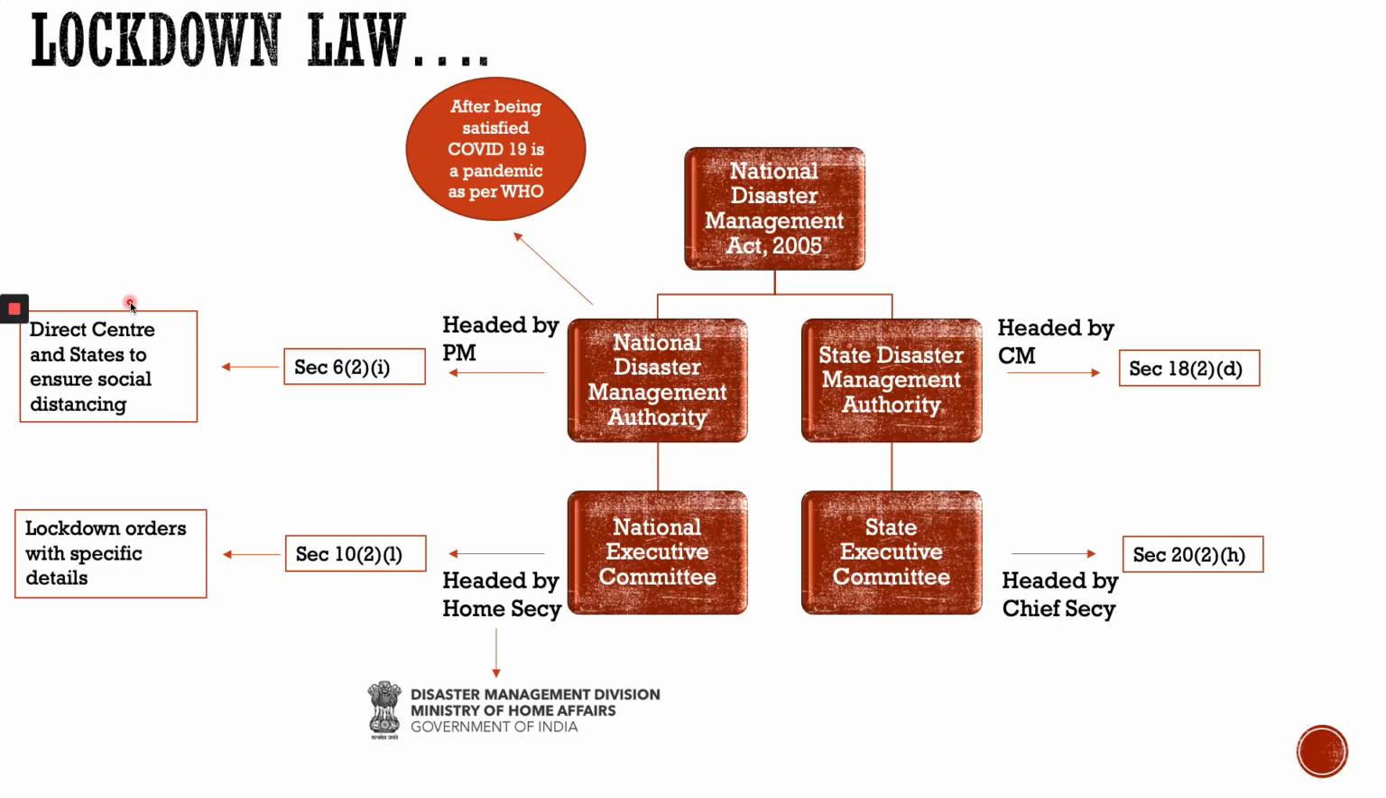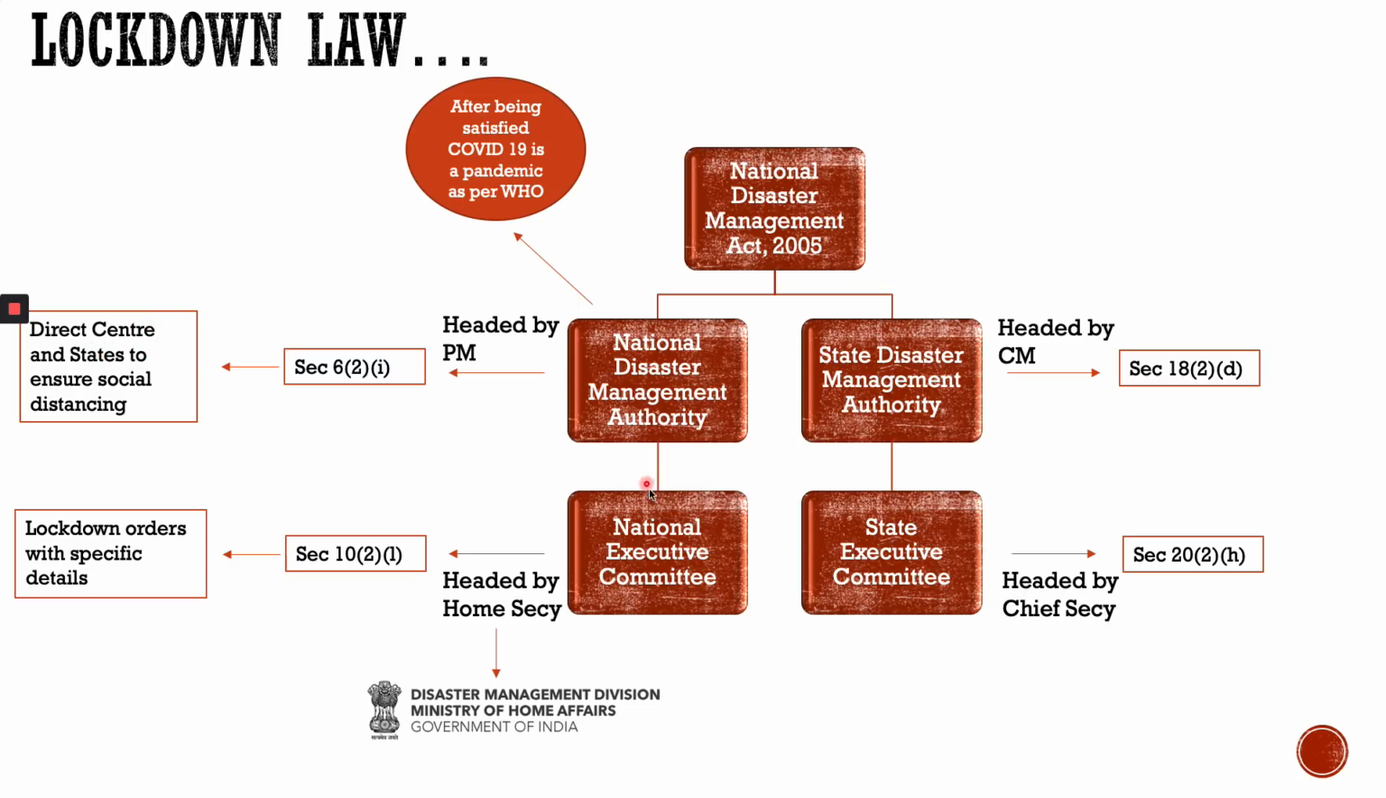So the powers are originally given in Section 6, Clause 2, Clause I, which means now the National Disaster Management Authority is going to inform the center as well as the states. Now, how does this work? The National Disaster Management Authority is assisted by the National Executive Committee, which works under the directions and the larger organizational framework of the National Disaster Management Authority, and implements the measures that the National Disaster Management Authority wants them to implement. So, the NDMA directs the center and the states to take certain measures.